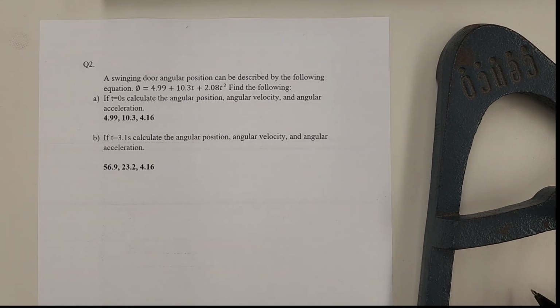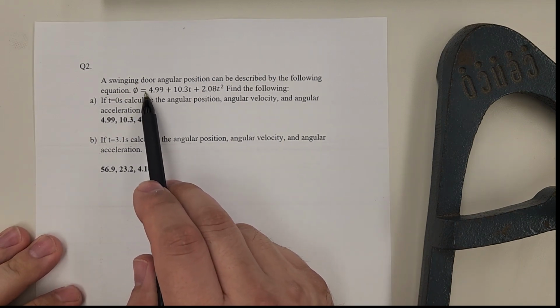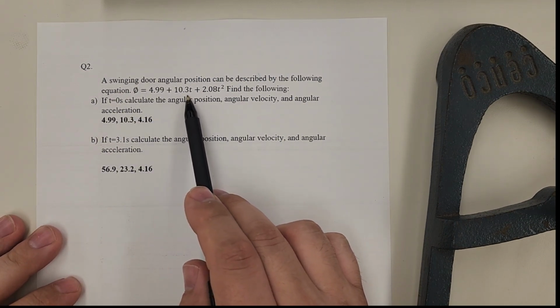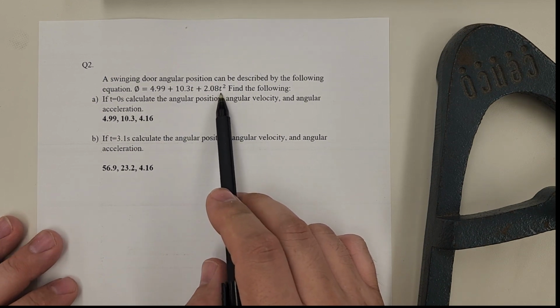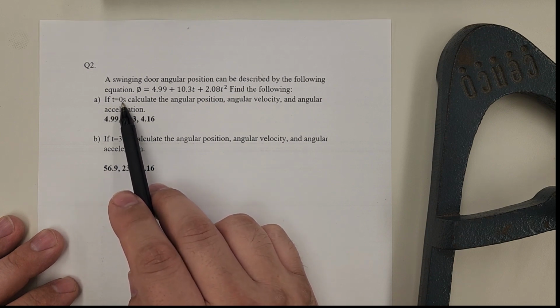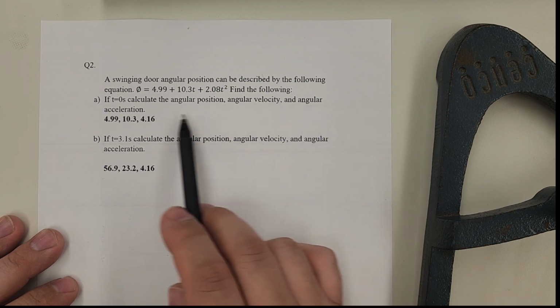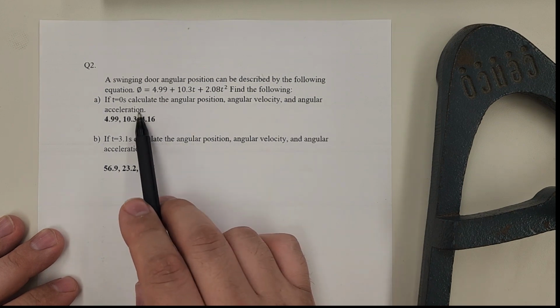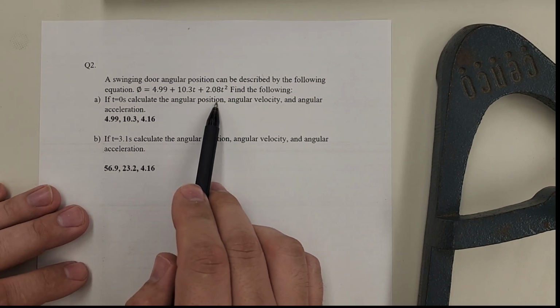Question 2. We have a swinging door. It has an angular position that is described by the following equation. There's a theta in here, and it's given by some equation with factors of t involved, variable on t. Find the following. If t is equal to 0, calculate the angular position, the angular velocity, and the angular acceleration.